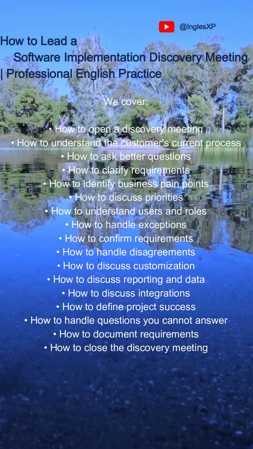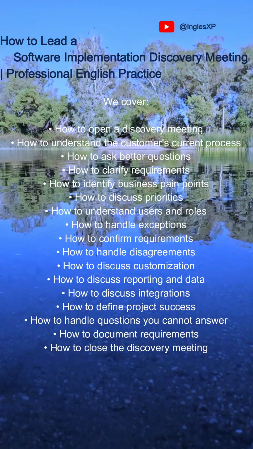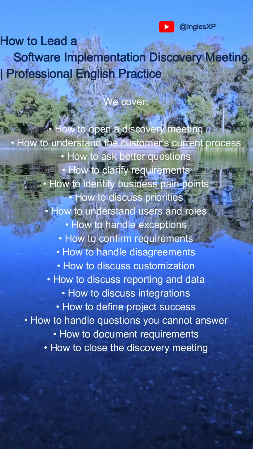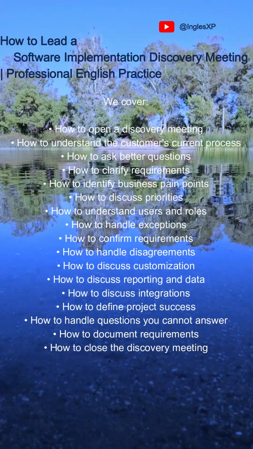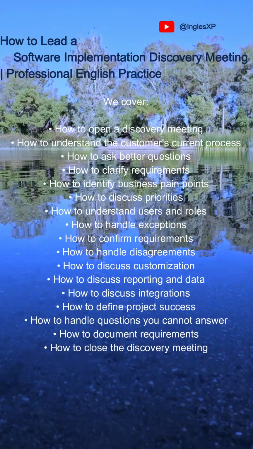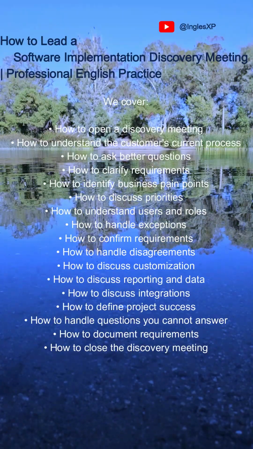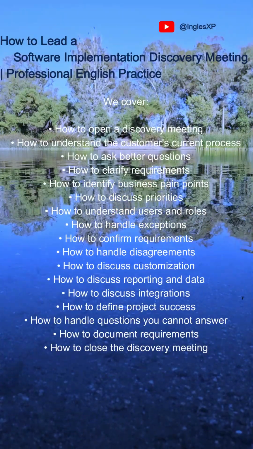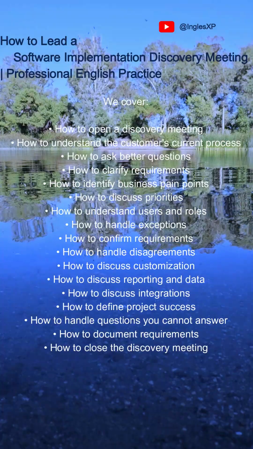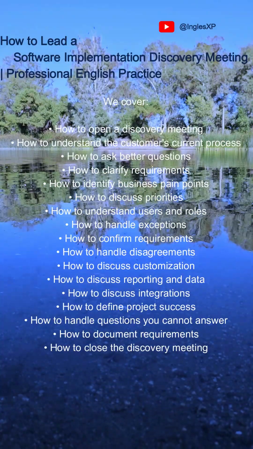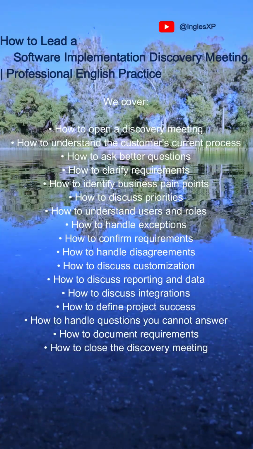Section 8. Understanding users and roles. Another important part of discovery is understanding who will use the system. Different users often have different needs. You can ask, who is involved in this process? Who performs this step? Who approves it? Who needs to review the information? Who is responsible for the final decision?